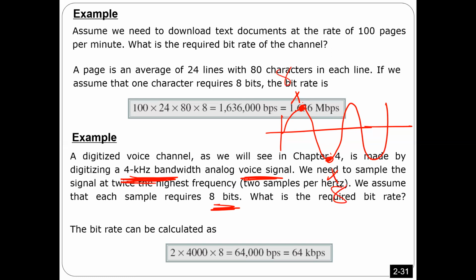So I need to know what is the bit rate here. So again, let's see. Number one, the frequency I have is 4K, 4,000. This 4,000, I'm going to multiply by 2 to give me the number of samples, because in every cycle I'm going to take 2 samples. So 4,000 by 2 gives me the number of samples. Every cycle, 2 samples. Then every sample I'm going to multiply by 8, and this gives me the number of bits per second.